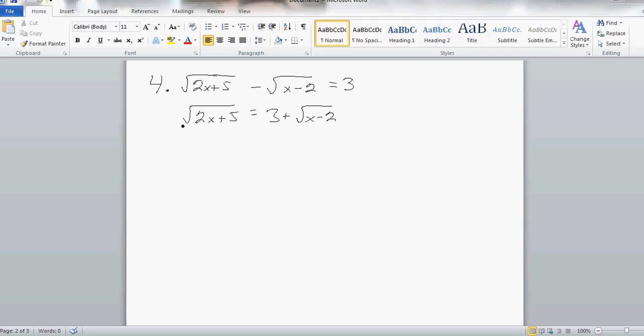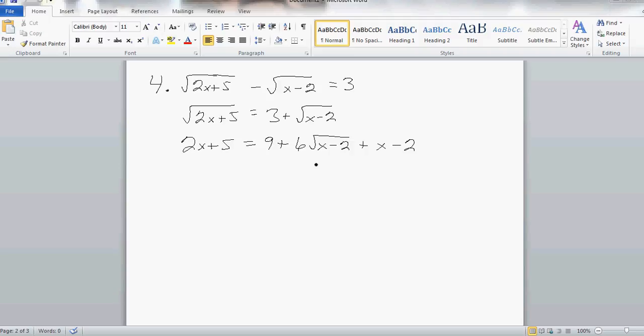Now I'm going to square both sides. Now when I square this side, that's pretty simple. 2x plus 5. But when we have to square this, 3 plus the square root of x minus 2, the quantity squared, you have to FOIL it out, just like any other situation. And what that ends up being is 9 plus 6 times the square root of x minus 2 plus x minus 2.